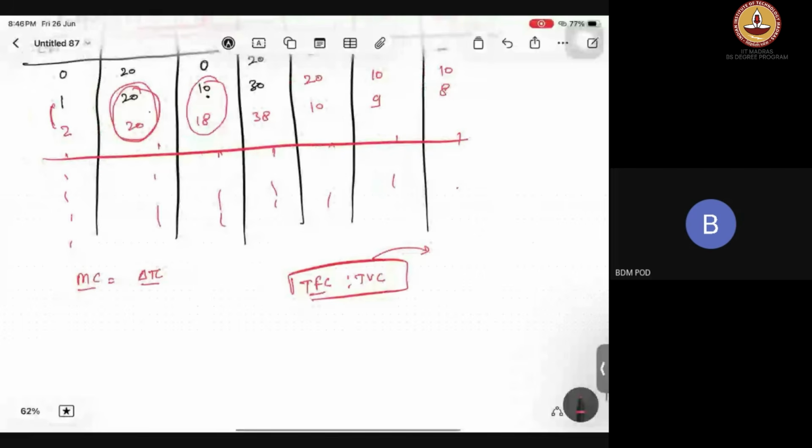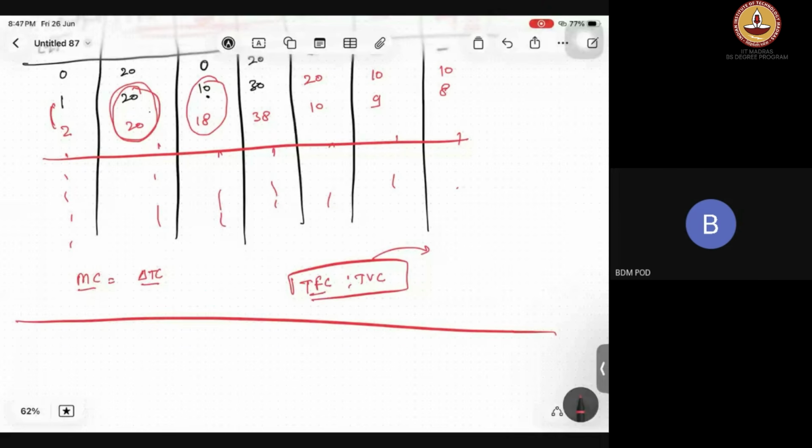Fine. Okay. So now I am quickly going to explain the important topic, that is opportunity cost. Okay. So what do you mean by the opportunity cost? Any idea?